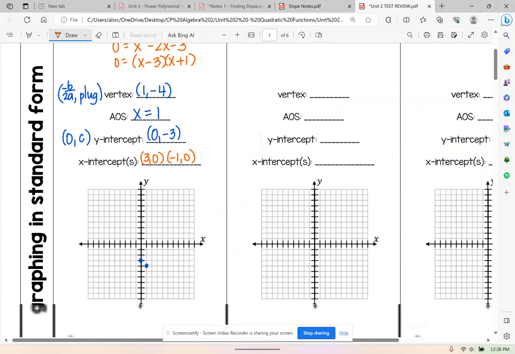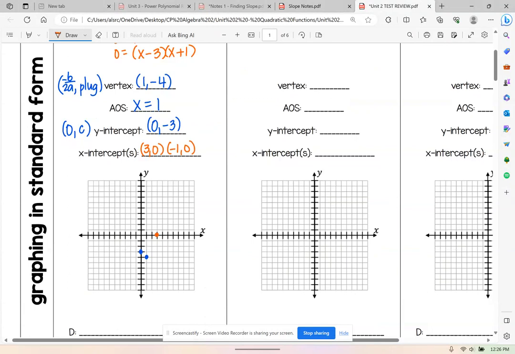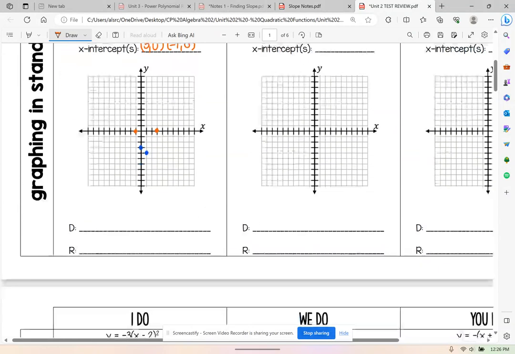So you graph those 2 points. 3, 0 and negative 1, 0. How many points must you have on a graph? At least how many? At least 3. You should have an odd amount: 3, 5, 7. Probably not 7. There's a good chance you're going to have either 3 or 5. How many points do I have graphed right now? I have 4. But I need to have an odd amount.